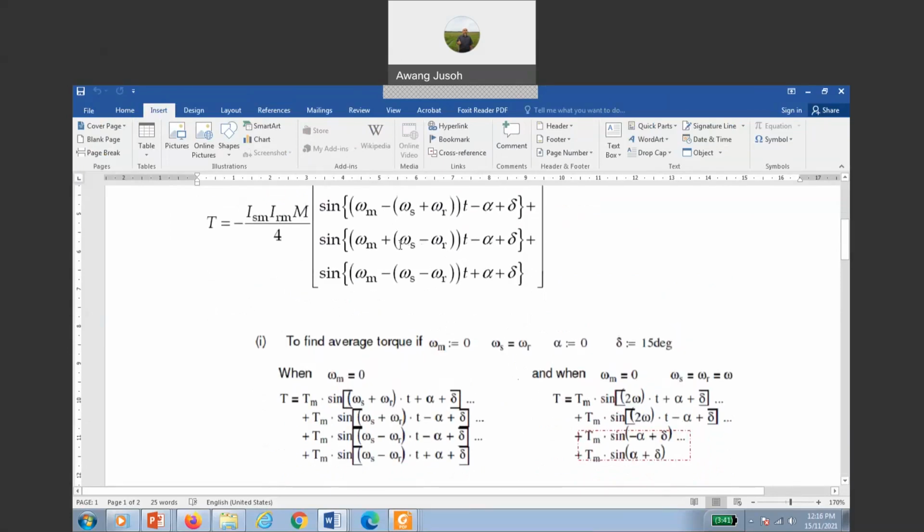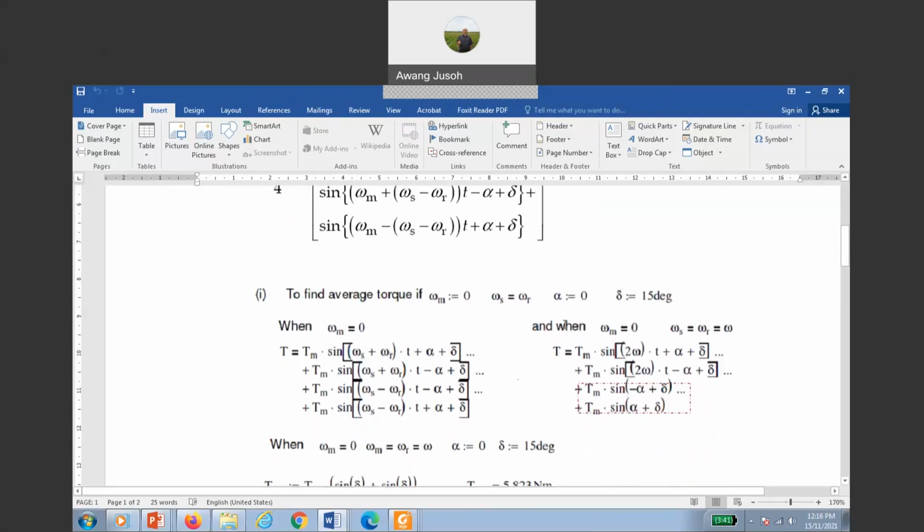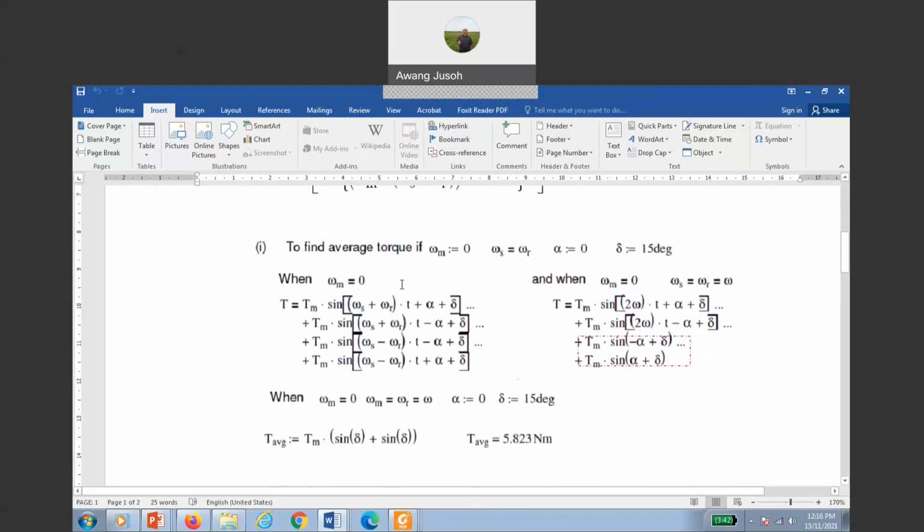When we do that, this minus term is gone, zero. Then you only have this equation for the torque. The torque equals Tmax sine 2 omega plus this, plus torque max sine 2 omega plus this, plus torque max sine this one, and plus. So based on this, we know that, okay, the average torque produced in this one equals what?